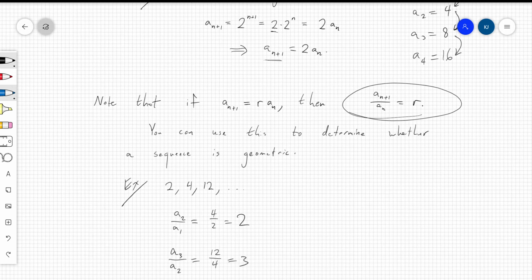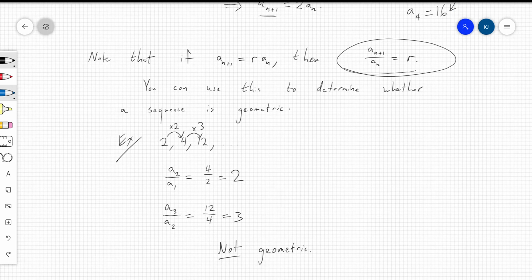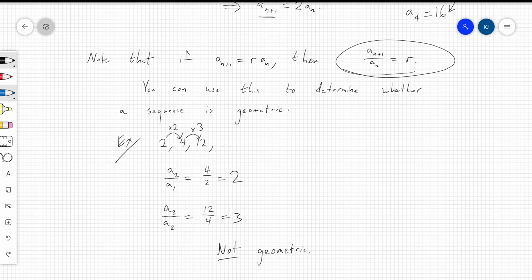So if I take a2 and divide by a1, so that would be 4 divided by 2, then I get 2. So the thing that you had to multiply by to go from here to here is 2. If I take the ratio of these next two, so if I take the 12 over 4, that has a ratio of 3, so we had to multiply by 3 to get to the next step. And that means this is not a geometric sequence, because in a geometric sequence, you're always just multiplying by the same number over and over. So you would just be multiplying by 2 and then multiplying by 2 and so on to keep taking steps forward. So this one is not geometric.